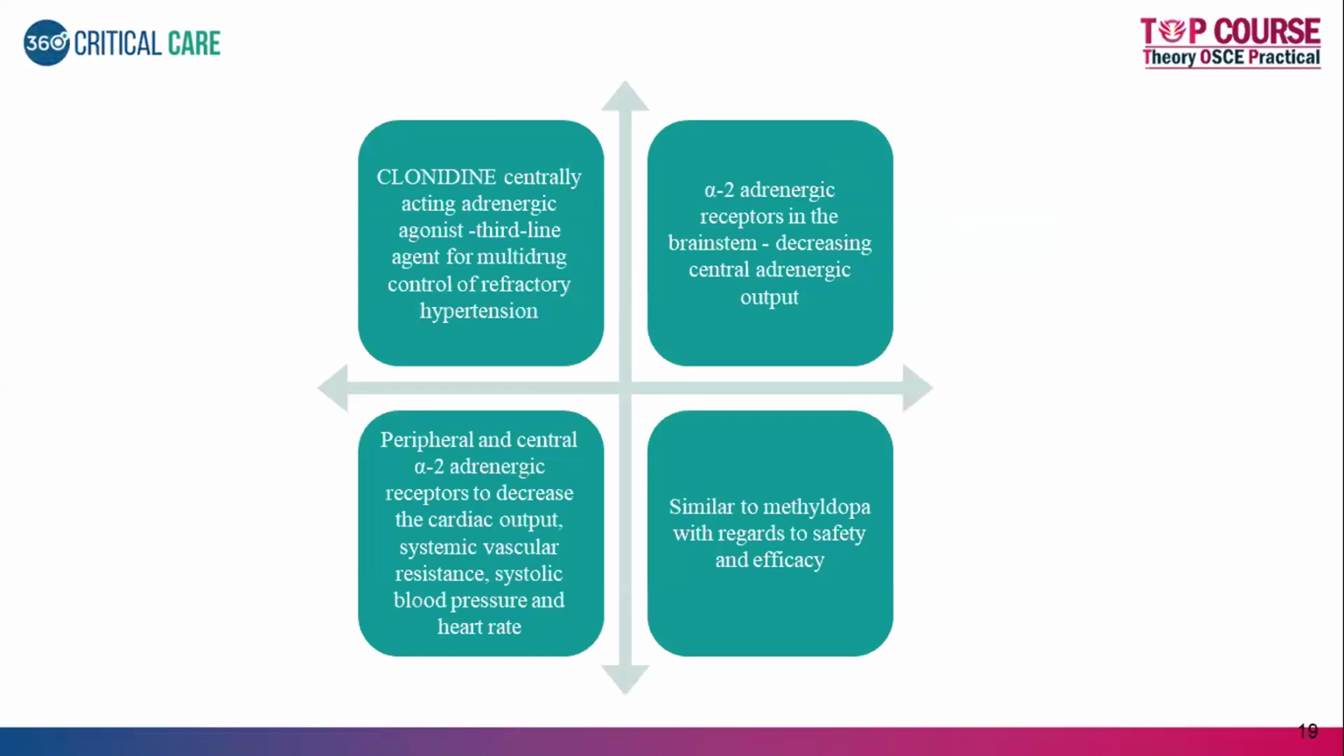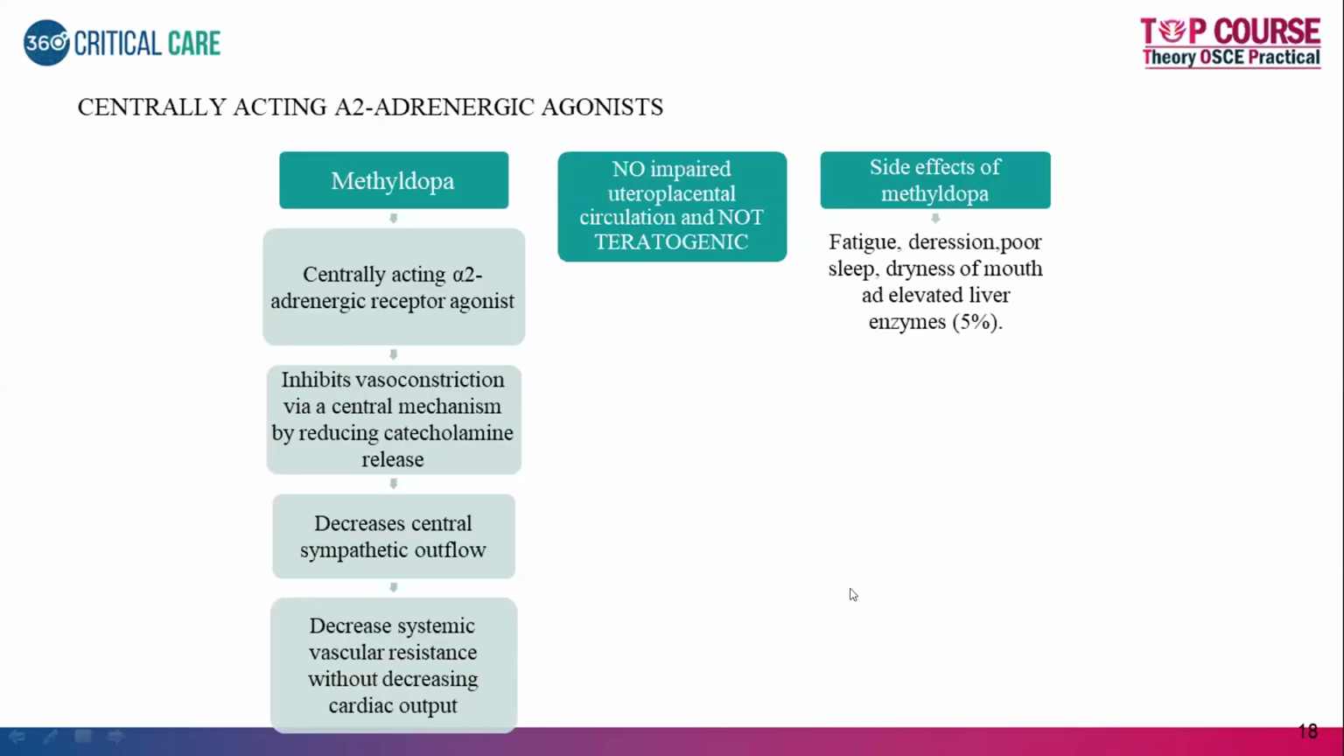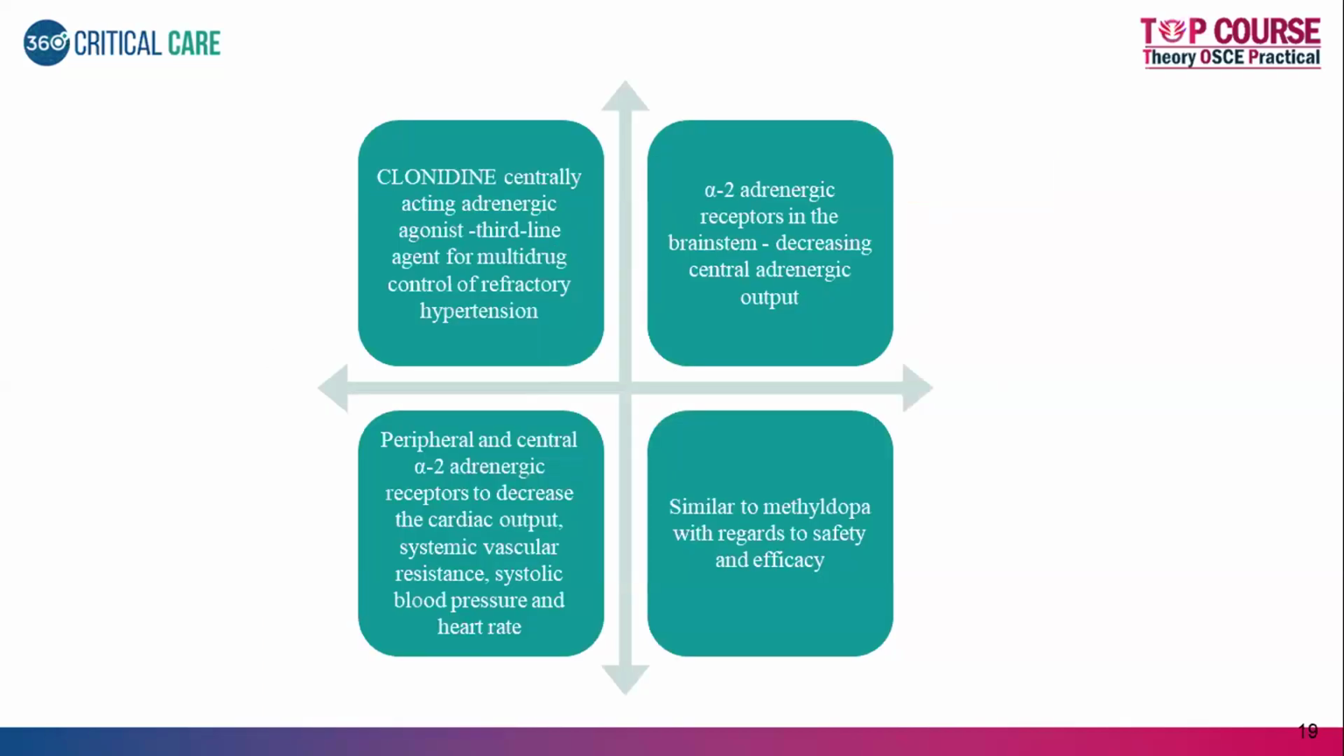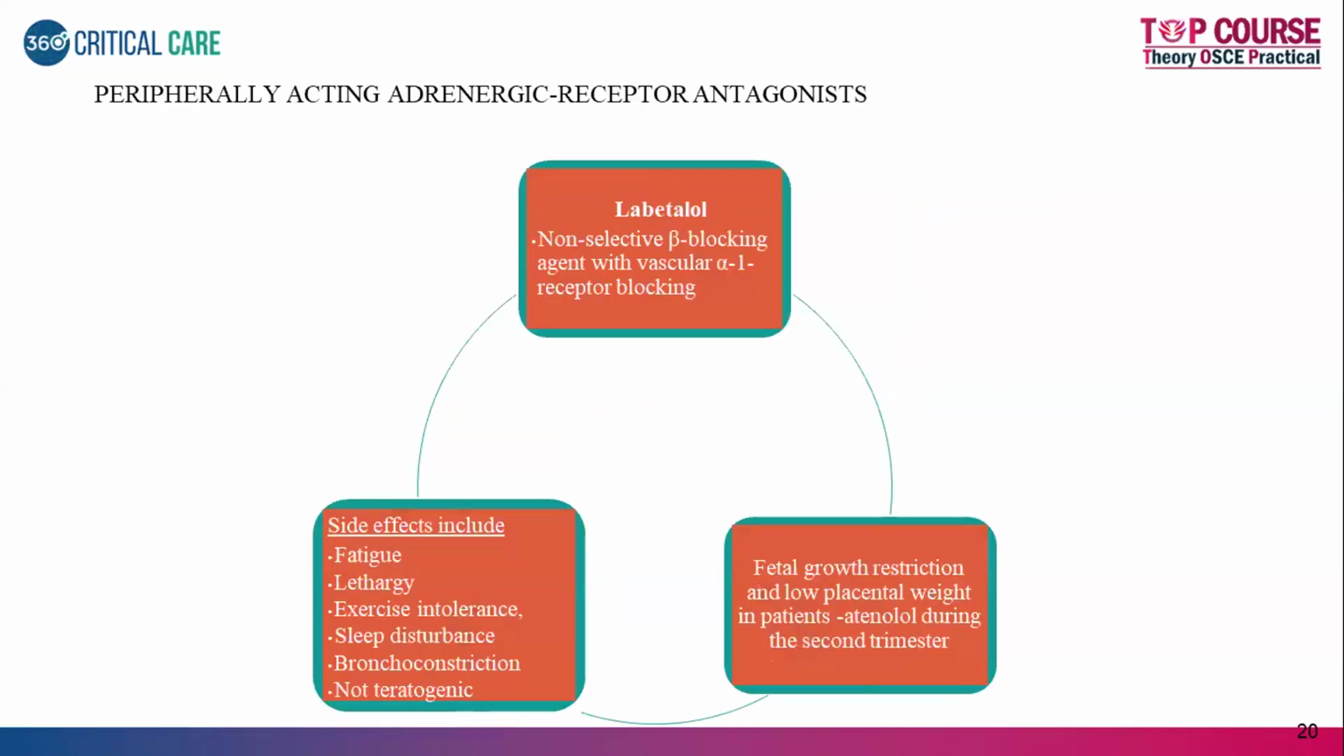Suppose if methyl dopa is not available or contraindicated, you can also try your other centrally acting alpha-2 agonist, that is your clonidine. Okay, so clonidine can also be tried similar to methyl dopa with regards to safety and efficacy. So preferred drug is methyl dopa, not available, any contraindications, then you can use clonidine. Okay, that is the first group.